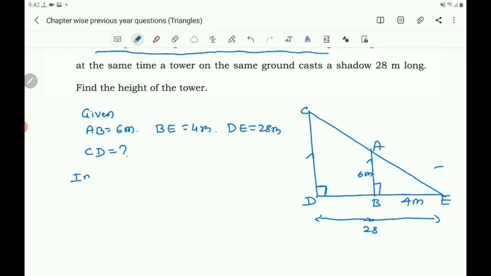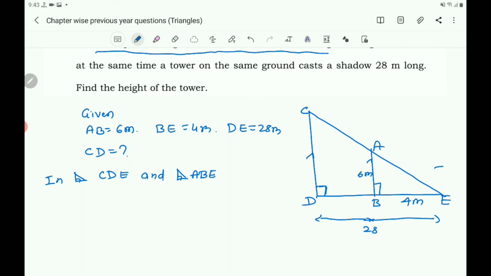In triangle CDE and triangle ABE, it is a right angle triangle CDE and right angle triangle ABE. Why are they right angle triangles? Here CD and AB are parallel to each other. Why are they parallel? Because CD is perpendicular to the ground, AB is also perpendicular to the ground, so they are parallel to each other.